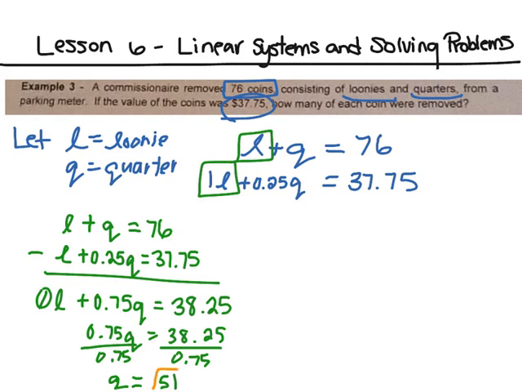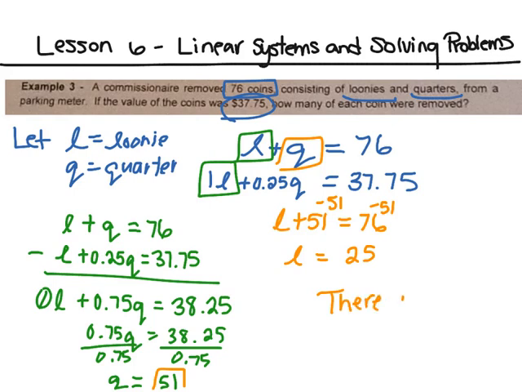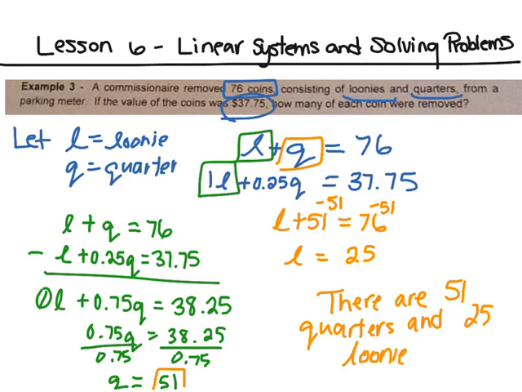Now we're going to substitute 51 in for Q. So L plus 51 is equal to 76. Minus 51 from both sides, and L is equal to 25. So there are 51 quarters and 25 loonies in the parking meter.